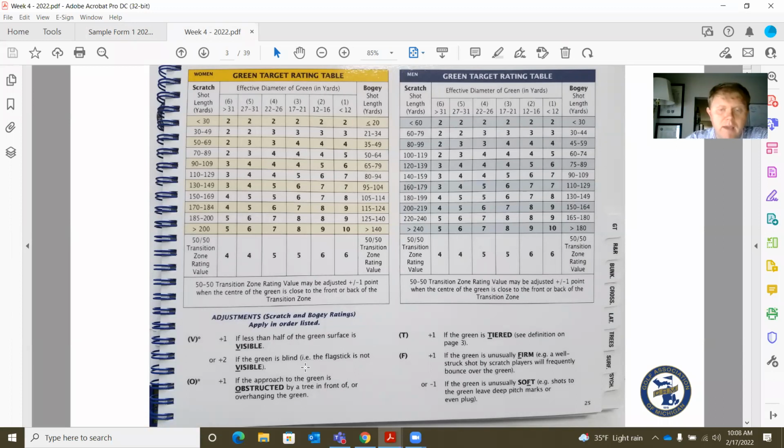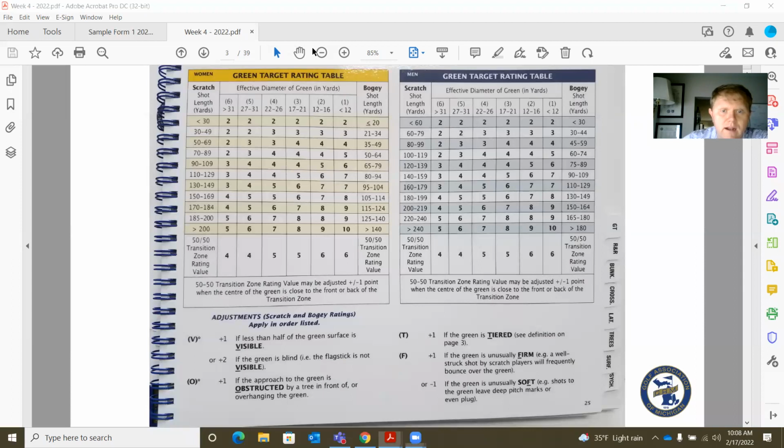In some cases, this doesn't happen a ton, but you might have certain holes that have a tree literally right in front of the green. You can think of a couple that have that.